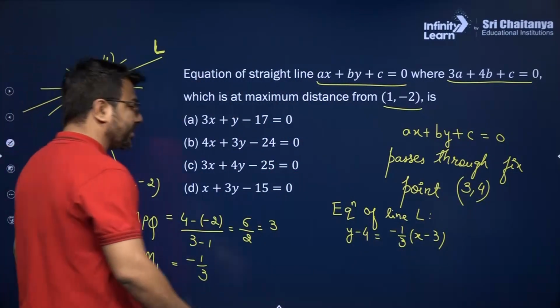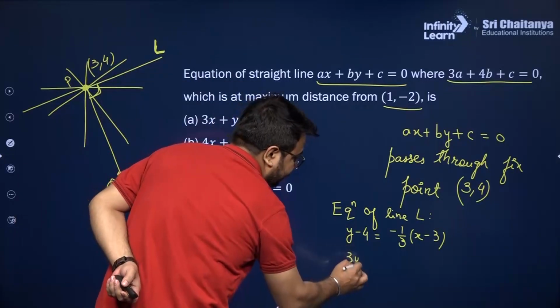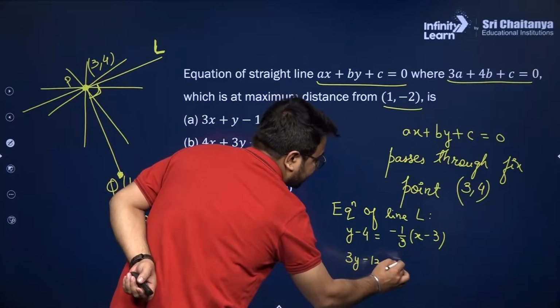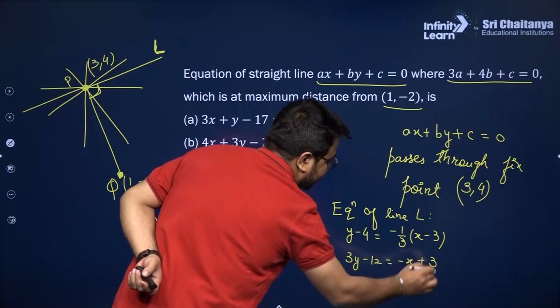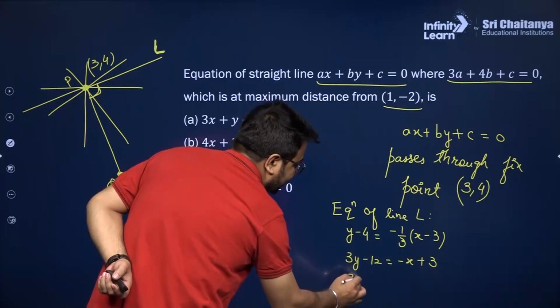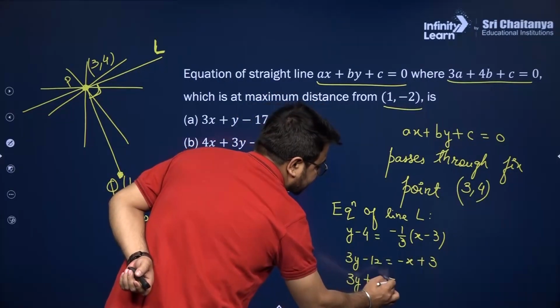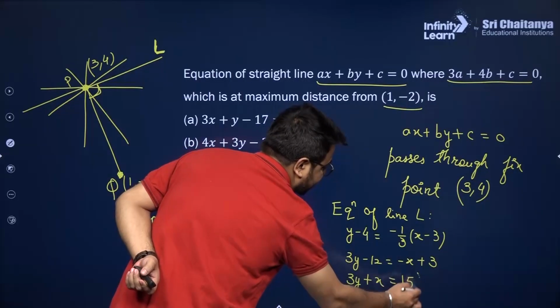Now we are taking this 3 to the left hand side. It will be 3y. Then here we have minus 12. It is minus x, and here we have plus 3. So here it will be written as 3y plus x equals 12 plus 3, which is equal to 15.